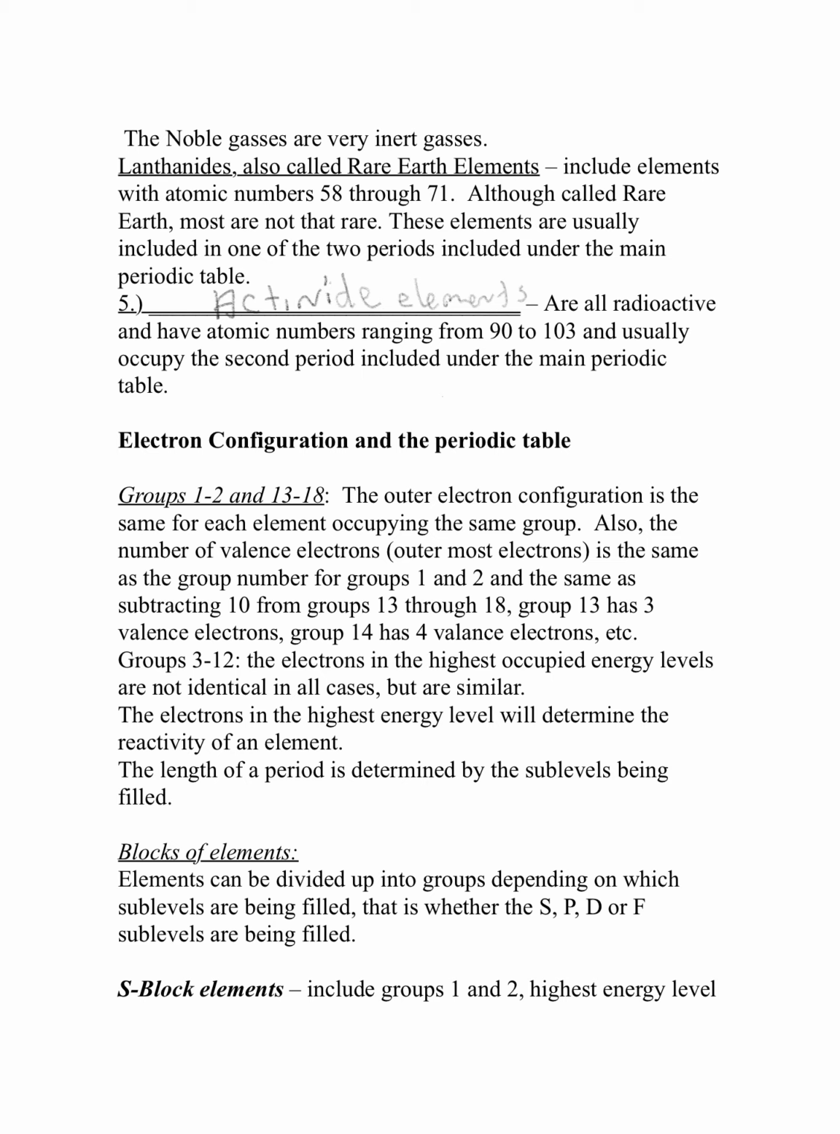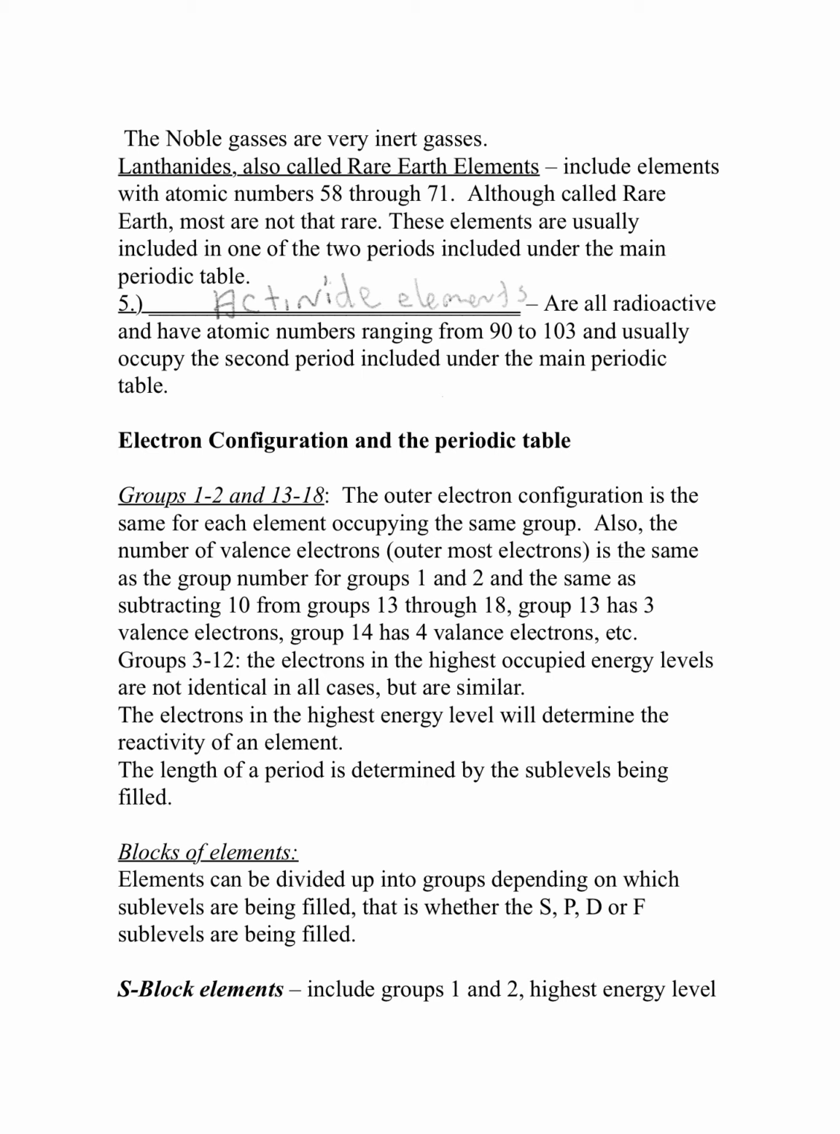For groups 3 through 12, the highest occupied energy levels are not identical in all cases, but are similar. And that's why they have similar properties. So electrons in the highest energy level will determine the reactivity of an element. The length of the period is determined by the sublevels being filled. Okay, so the longer the period, the larger the sublevels they're actually filling.